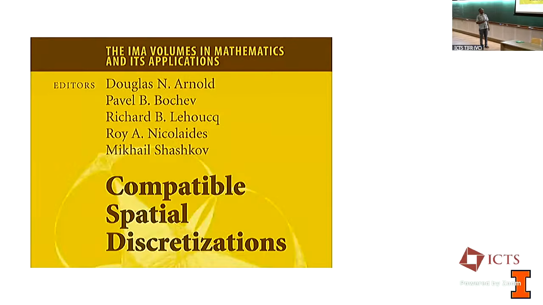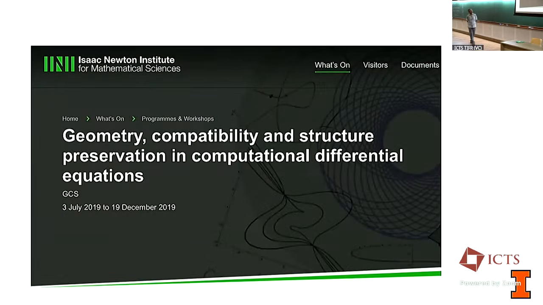So this is 2002, and this is maybe 17 years later, there was a semester-long program at the Newton Institute in Cambridge, where geometry was recognized as an important part, and then it was now computational differential equations because people started thinking about time-dependent problems also, not just spatial discretization. So this was a really wonderful program, just ended before COVID started, and I'm glad that it was not in 2020, otherwise our lives would have been very different. So again, the word compatibility appears here and the structure preservation appears again.